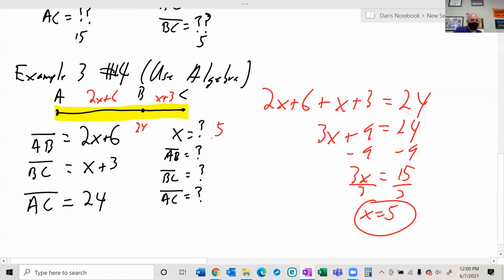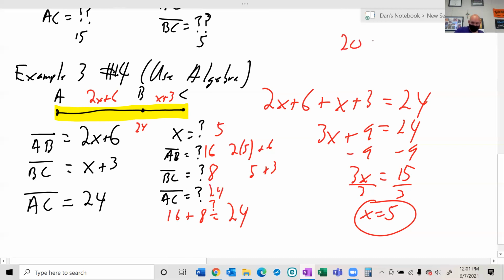If x is 5, we should be able to figure out what AB equals. We're going to plug it in. 2 times 5 plus 6. Right? Because we just figured out that the x is 5. So what's 2 times 5 plus 6? What's that equal? So the AB is 16. Now what's the BC equal? You just plug it in. 5 plus 3. What is it? 8. Now we'll check. Does 16 plus 8 equal 24? If it's yes, then we know we've done everything right. Yeah, we got it right. Now let's say you got those two things to be like 20 and 31, and they're supposed to together equal 24, then you know you did something wrong.